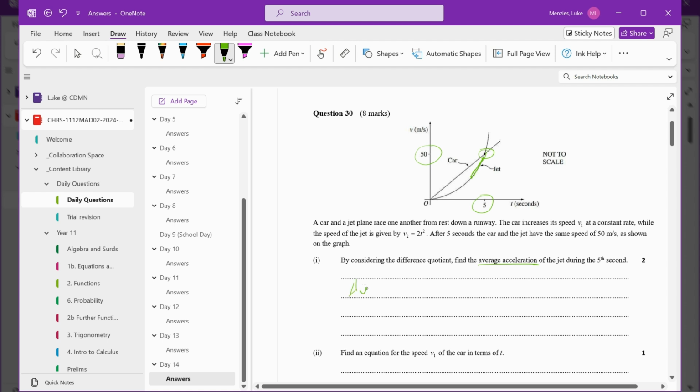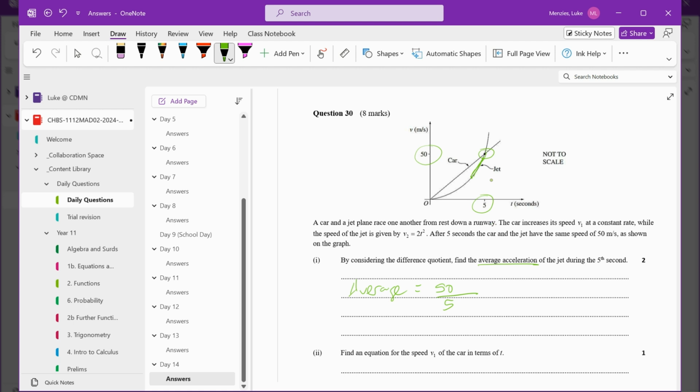We'll just say average rate of change is equal to, just like with gradient, y2 minus y1 over x2 minus x1. So I've got 50 over 5. That's where those two come from.